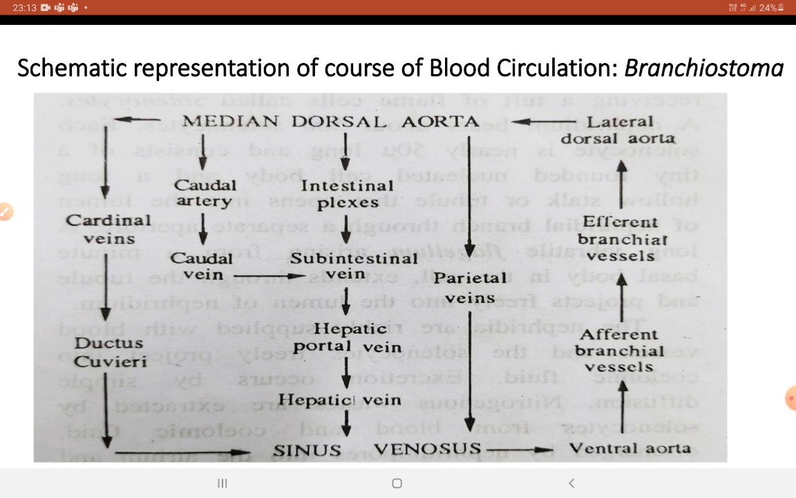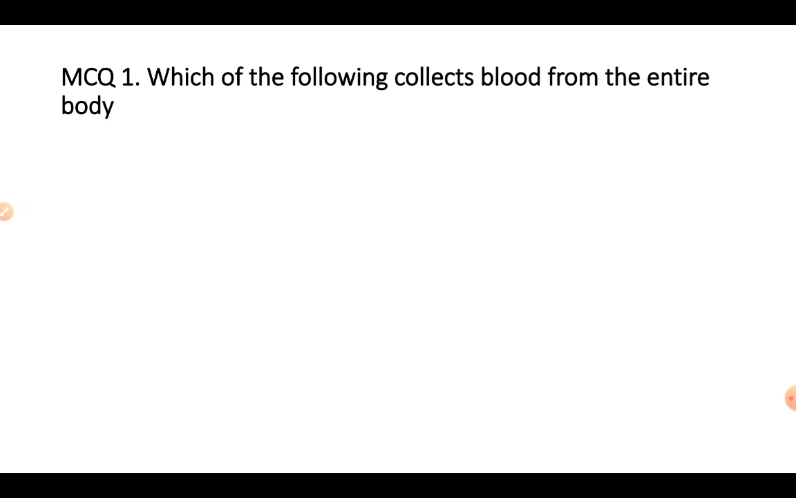Okay, this is how the circulation happens in branchiostoma. I hope I have made it as simple as possible and you have understood. So along with the diagram, you note down this flow chart also, which helps you to learn it better and remember the flow of blood properly. Once you are thorough with this chart, that helps you to know the concept better. Now let's take up a few questions just to recollect what we have learned so far.